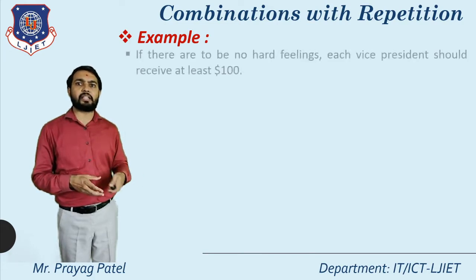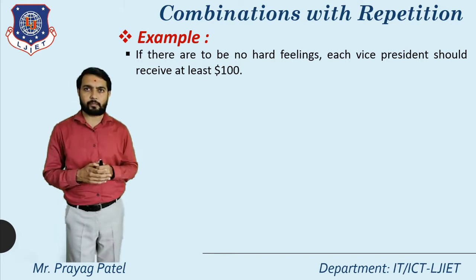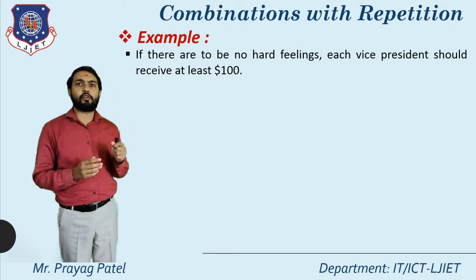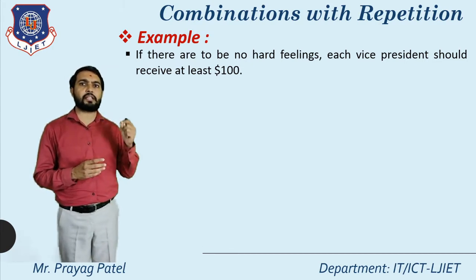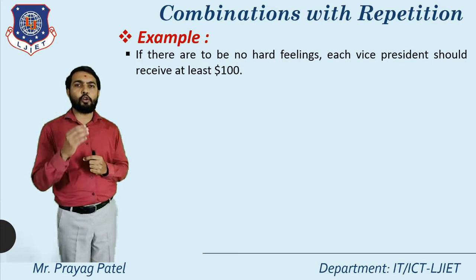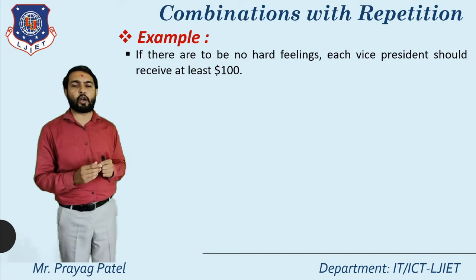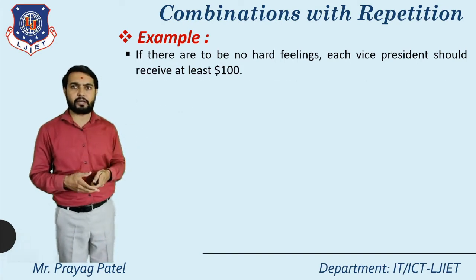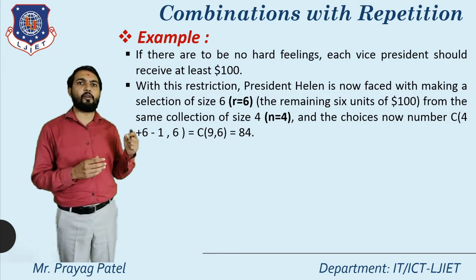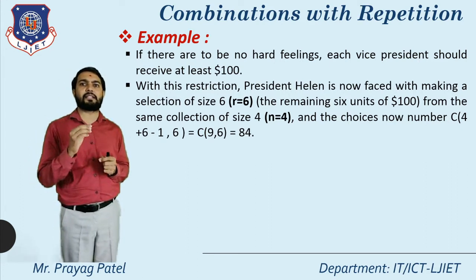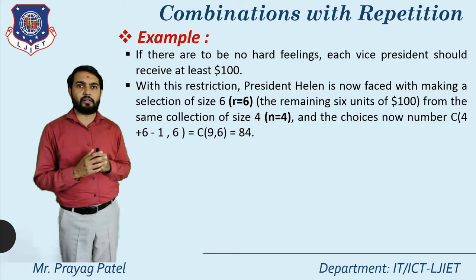Now add something to this concept. Our new idea for this example is, if there are to be no hard feelings, each vice president should receive at least $100. So your criteria is changed. Here the criteria is to compulsorily give $100 to each vice president. With these restrictions, President Helen is now faced with making a selection of size 6, because we have a total of 10 checks of $100.